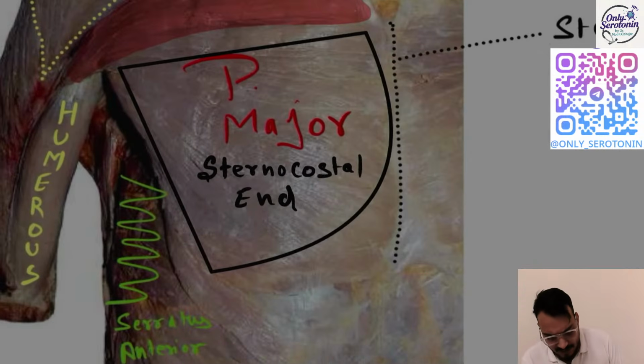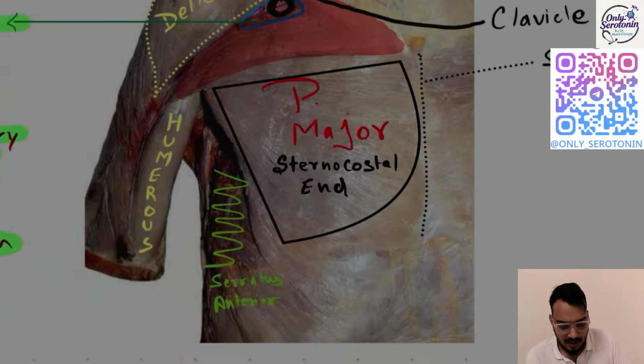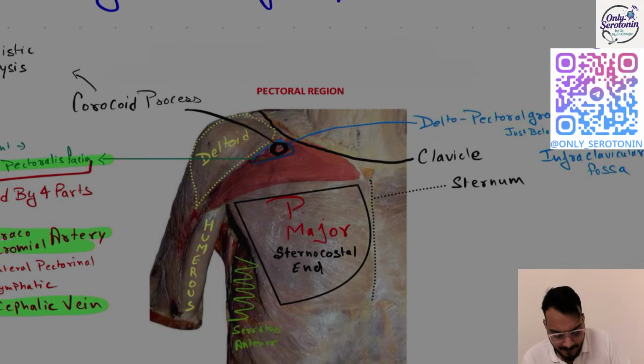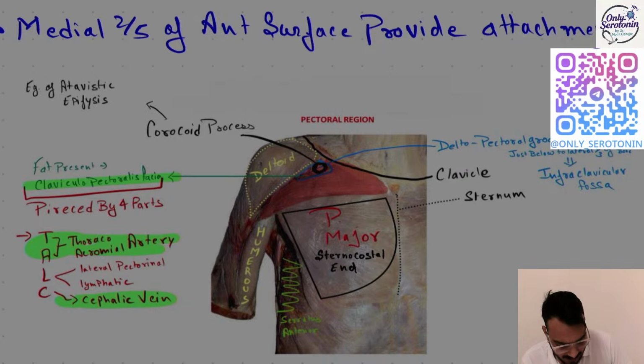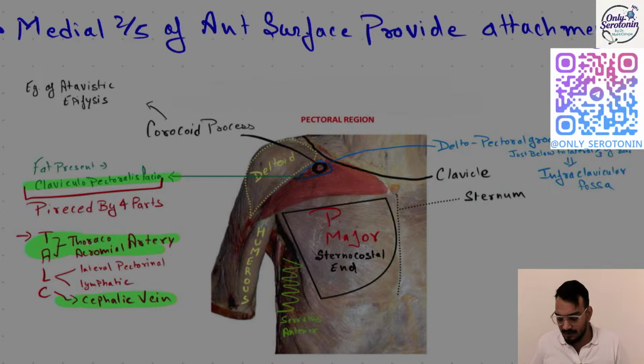Can you see this, guys? This muscle here is what, guys? This is your pectoralis major muscle. In this muscle, if you will see the medial 2/5 anterior surface of the clavicle, it is covered by what, guys? It is covered by this muscle. The name of this muscle is pectoralis major muscle.